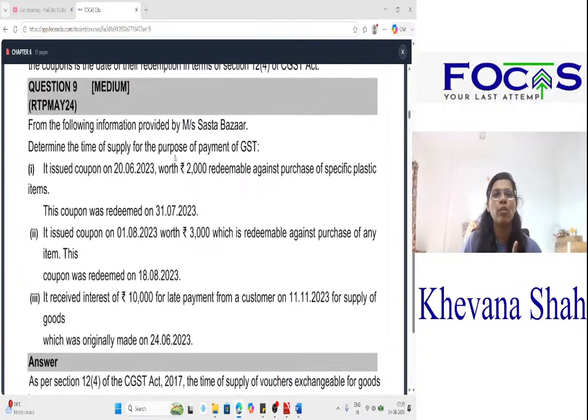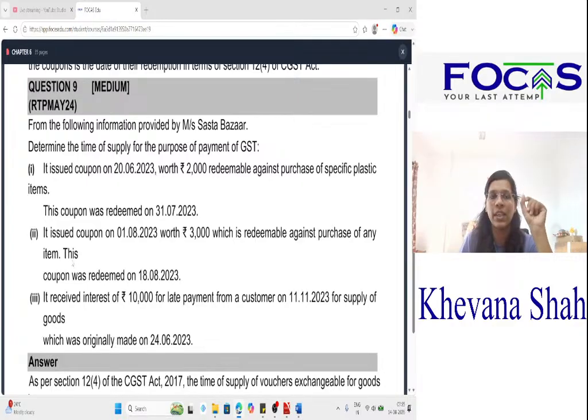Now, question number 9. From the following information provided by Messrs. Sasta Bazar, determine the time of supply for the purpose of payment of GST. It issued a coupon on 20th June worth 2000 redeemable against purchase of specific plastic items. This coupon was redeemed. So, we are given the issue date of the coupon and the redemption date, and remember here they have already given us the specific plastic items against which this coupon is redeemable. So, you have an identifiable voucher.